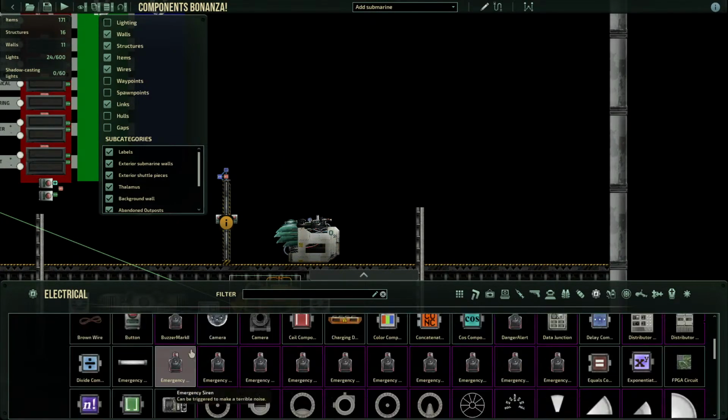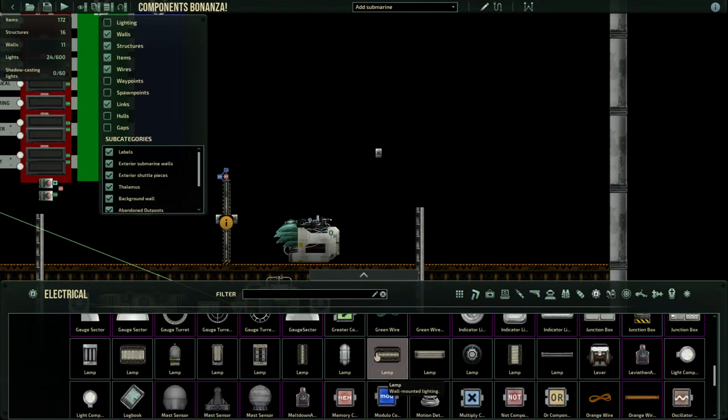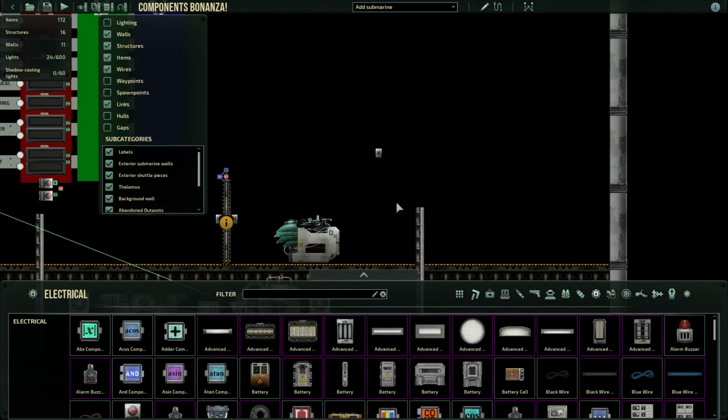Next one up is, I want to talk about the button. It's technically not a wiring component, but I want to talk about the button versus switch. So a button is what you call an impulse output, and the switch is what you call a toggle output.